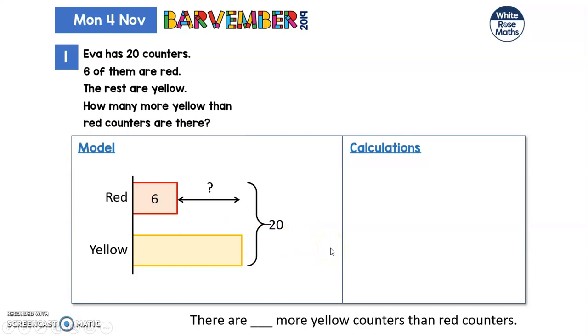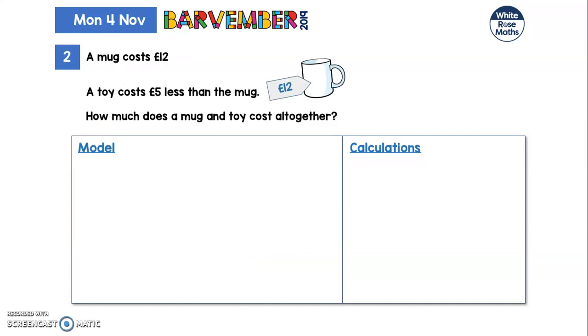So I can now work out how many yellows there are because I can do 20 subtract 6, which gives me 14. So I now know there are 14 yellows. And now I can work out what the gap between the lengths is by doing 14 subtract 6, which is 8. So there are 8 more yellow counters than red counters. Again, if you haven't drawn the bar model, you haven't got this answer correct.